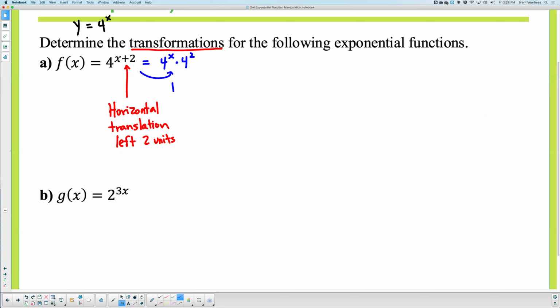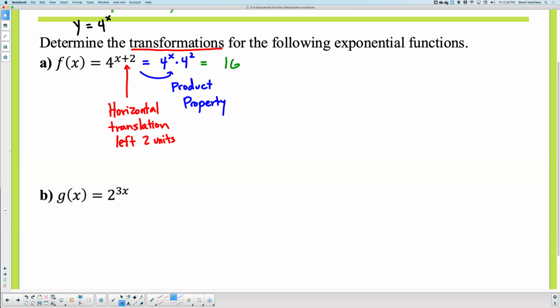That right there, in case you want to look at it later, is called the product property. Okay, now what we'll do after we apply the property is we will simplify anything that does not have an x. So 4 to the power of x I cannot simplify, but I can simplify 4 squared. What is 4 squared?